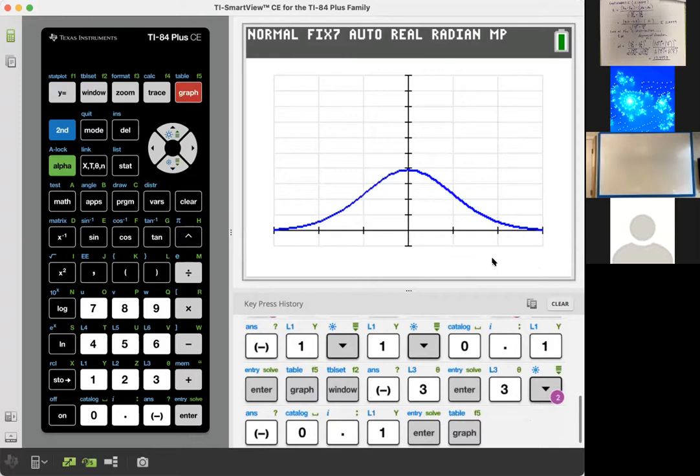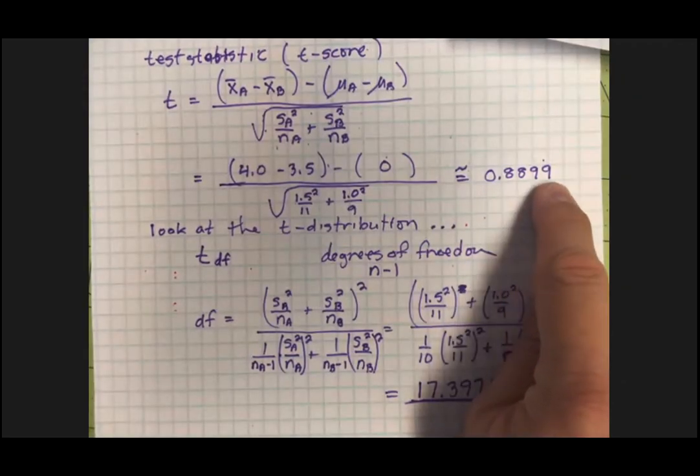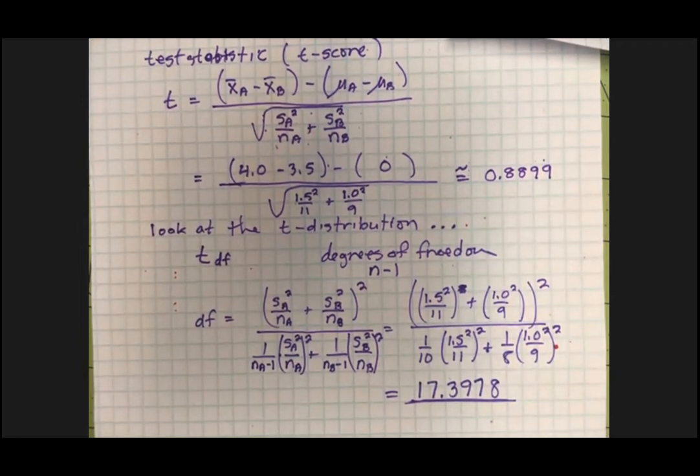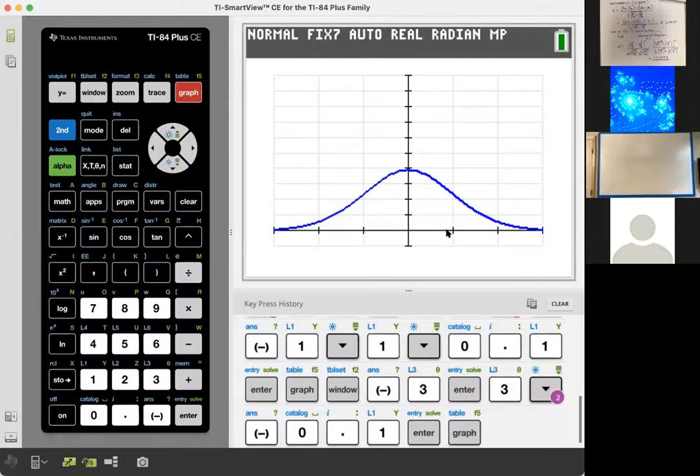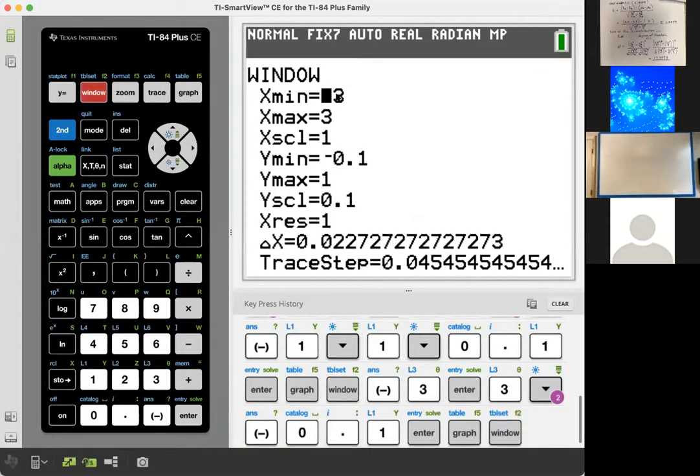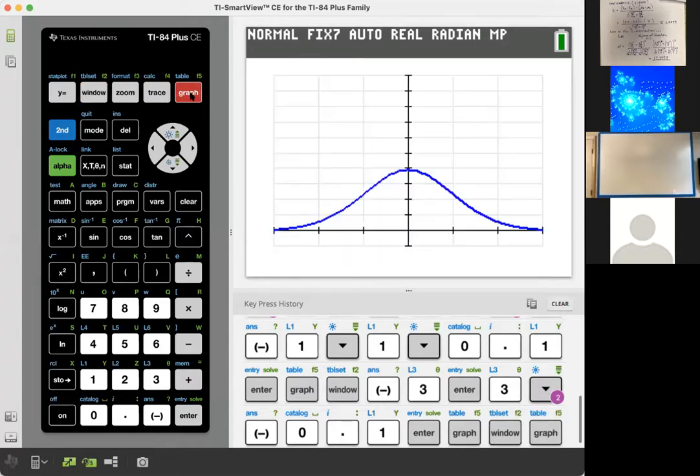Now, what was my test statistic? My test statistic on my paper, and I could hop back to my paper for a second, was 0.8899. I want to see what proportion of that distribution is shaded above 0.8899. So I'll go back to my thing. Now, look at the window, X scale counting by ones, right? So this is 1, 0.8899 is just to the left of that, and that's pretty large size. This looks like it is not rare. That's taken a pretty large grip of this distribution.